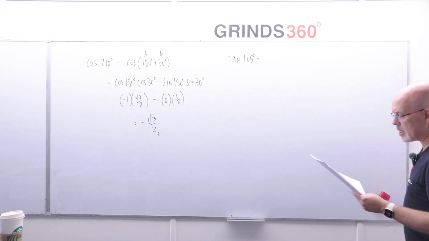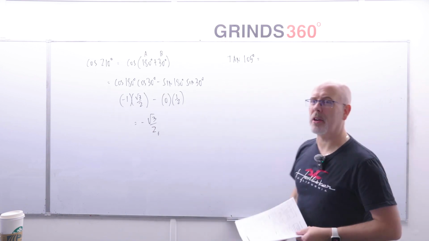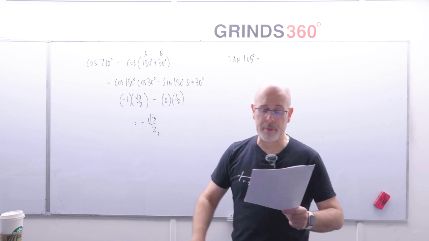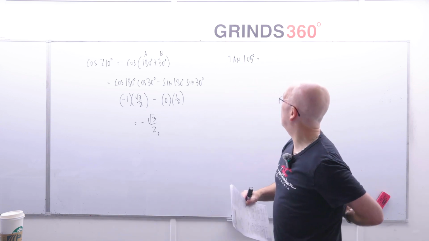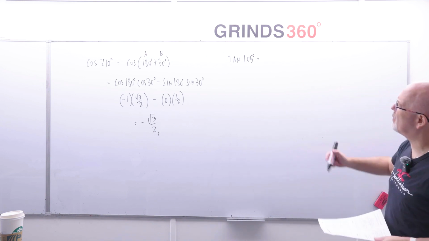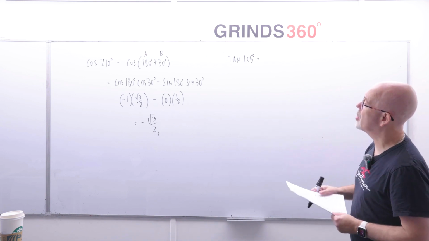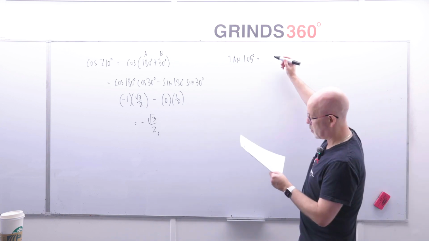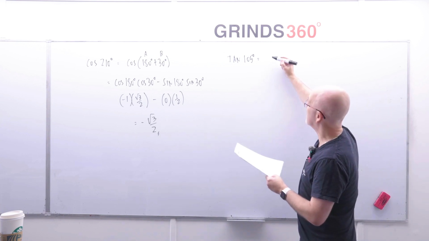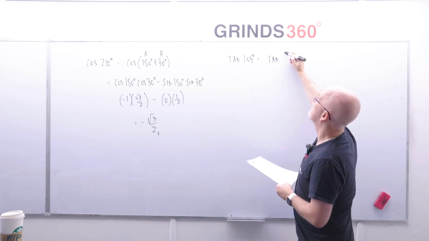And then second last one, tan 105. Again, how am I going to make up 105? I think probably 105 is 60 plus 45. It's probably the best way to go about finding that one. I can't think of any other way of looking at that one. I'm going to do it this way. I'm going to say it's tan of 60 plus 45 degrees.